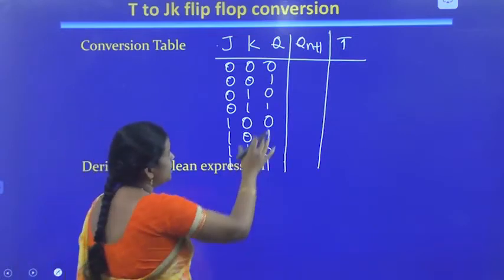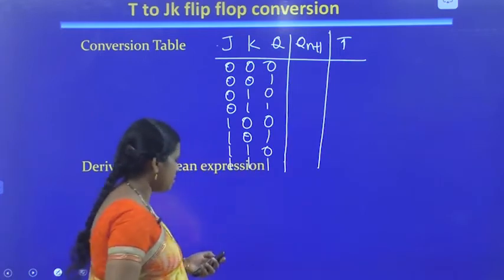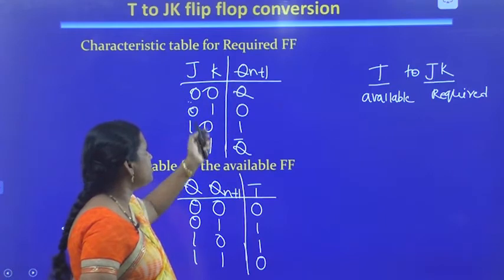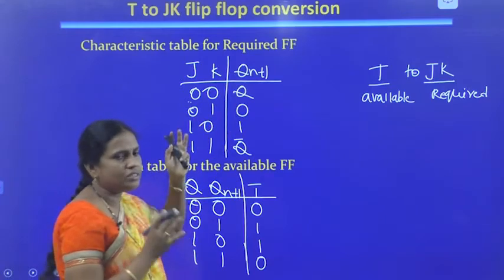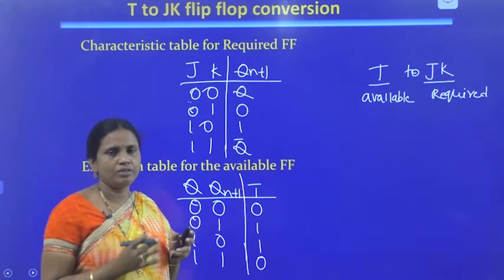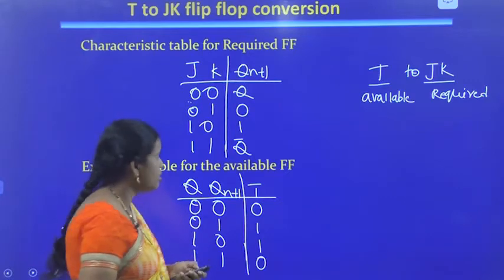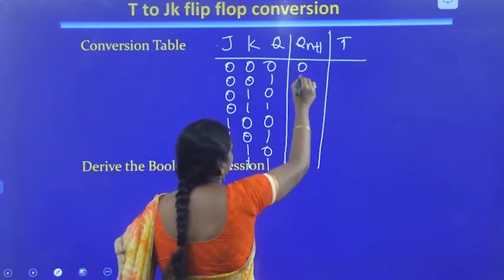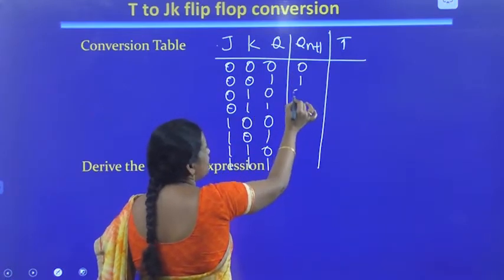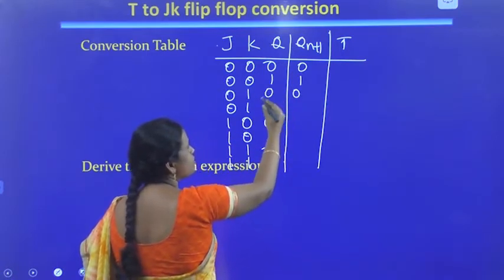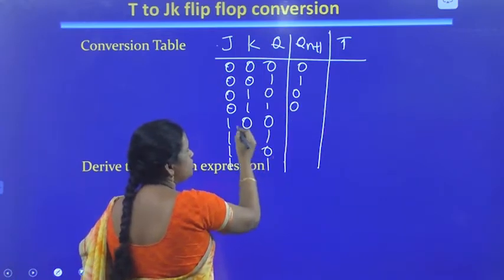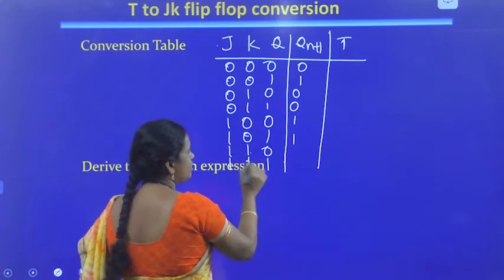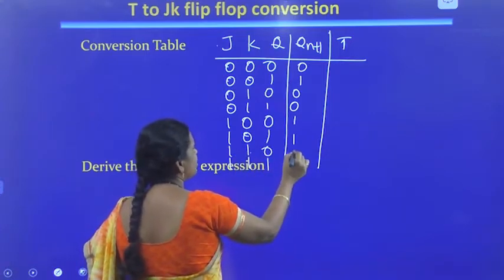Now let us remember our characteristic table of JK. For 0 0 it is Q. Whatever the value of Q, for the inputs of JK as 0 0, it is going to be the Q, so we will take it as 0 and then 1. For 0 1, whatever the value of Q, either 0 or 1, it is going to be reset. For 1 0, whatever the value of Q, it is always going to the set state. For 1 1, the Q is going to be the Q complement.